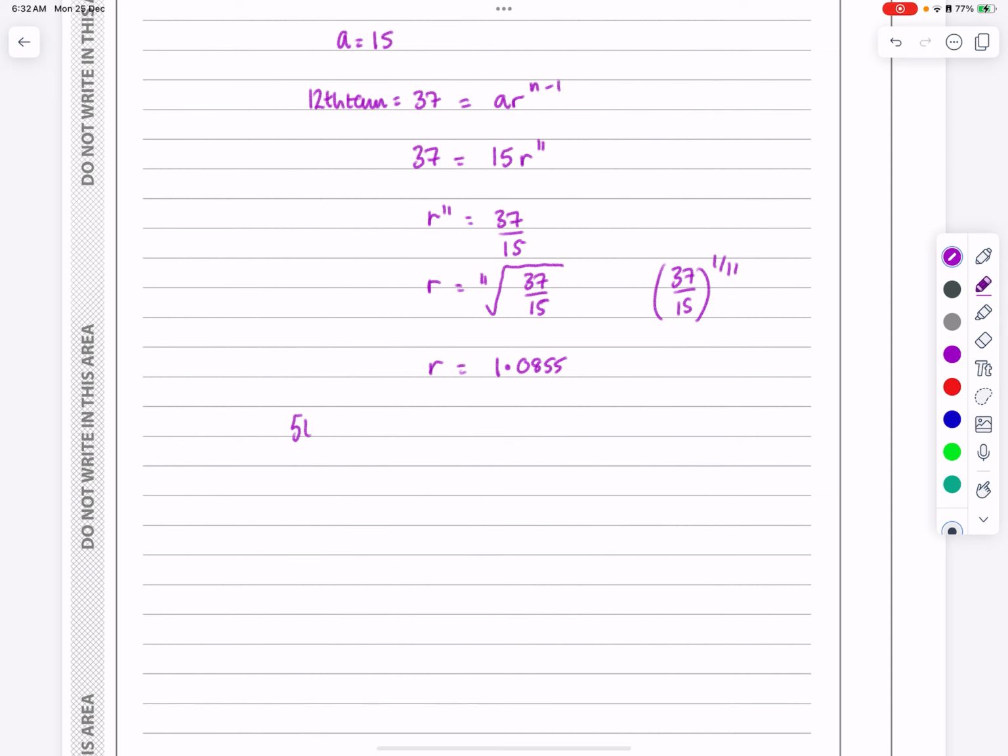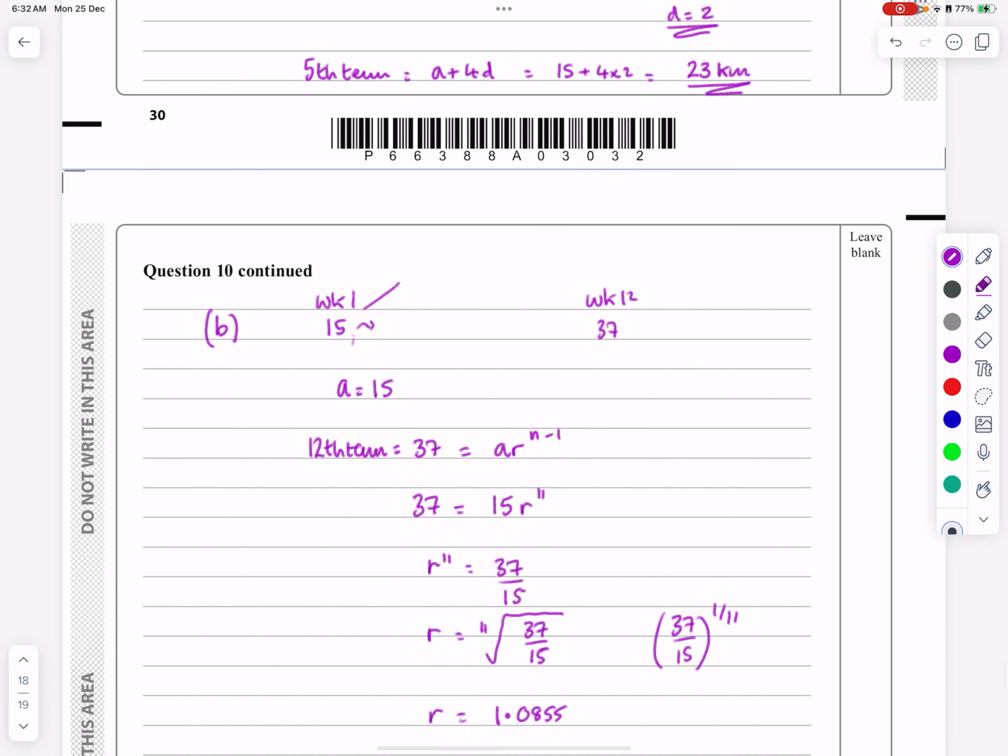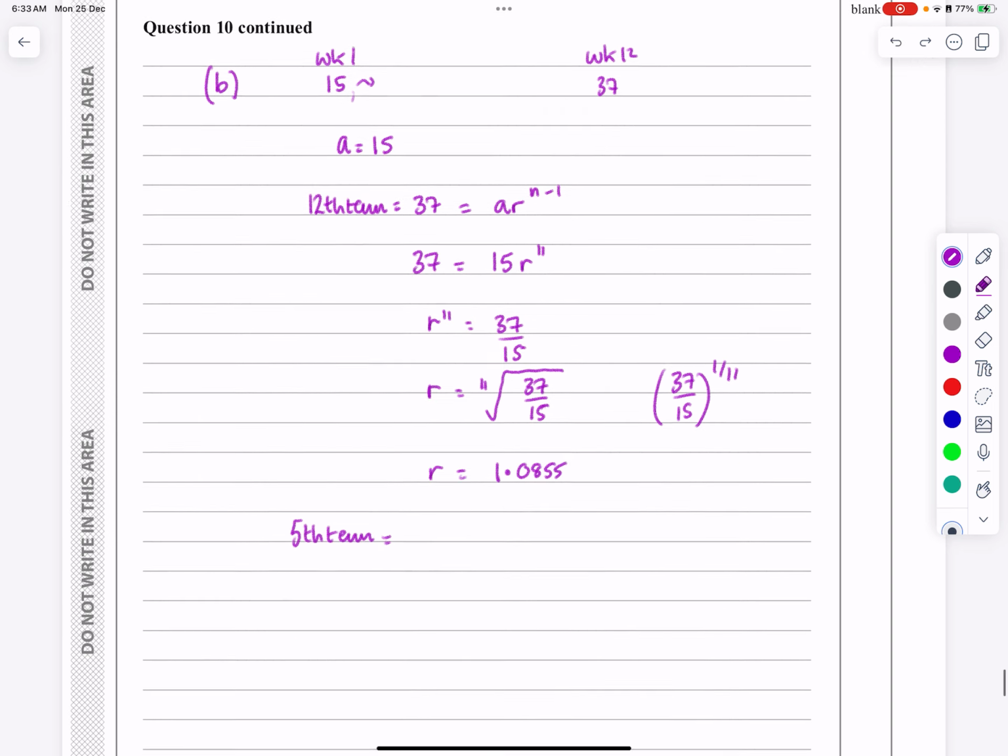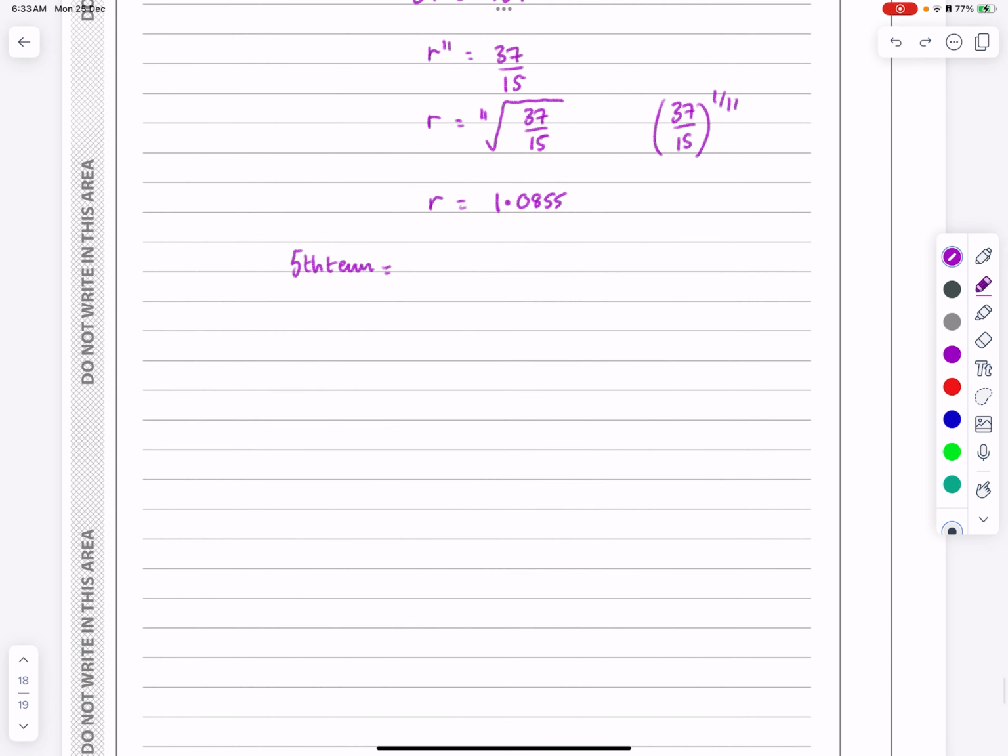So if I want the 5th term, sorry, just going back for the understanding here, what we're saying is, if I do 15, if I times that by 1.0855, I'll get the next term, timesing that by 1.0855, and continuing. If I did it 12 times, I'd eventually get to there. But we're going to use our geometric progression work to say the 5th term is AR to the n minus 1. So it's AR to the 4. So that's going to be 15.